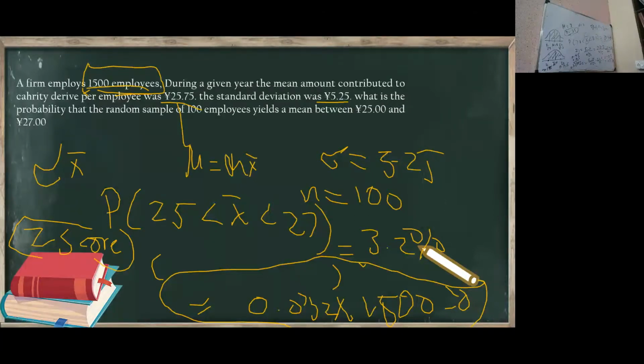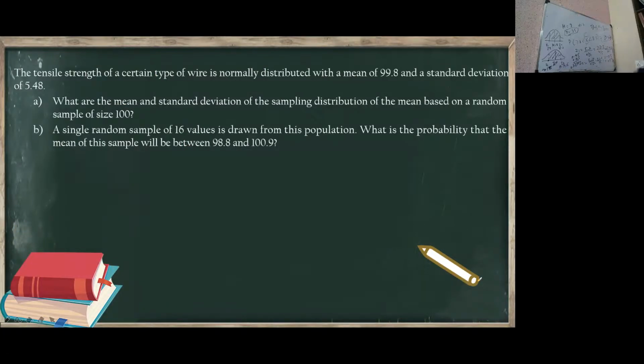So now let's do the last thing. Now this one is the new thing for you, maybe, because now we're going to talk about the difference of means. So let's first read it and then I will move to the board. The tensile strength of a certain type of wire is normally distributed with this mean and this standard deviation. What are the mean and standard deviation of the sampling distribution of a mean if a single random sample of this size is drawn from the population? What is the probability that the sample mean is this? This one is easy, right?